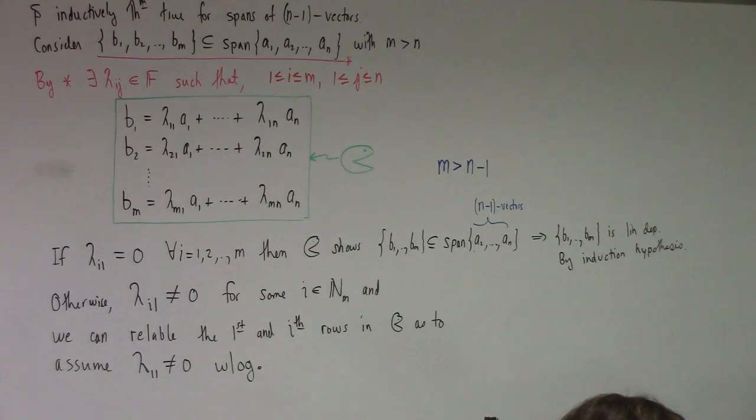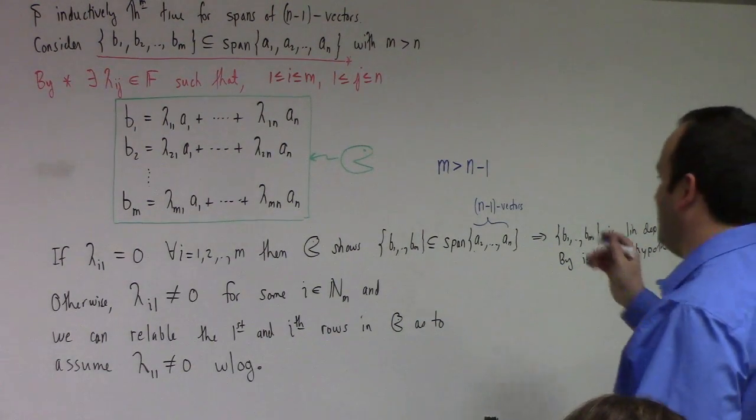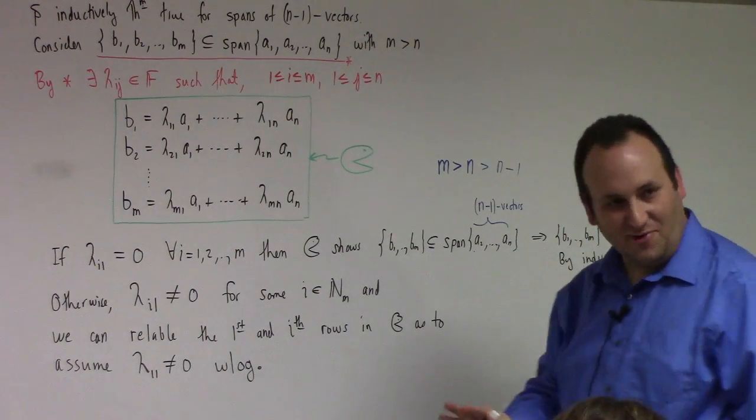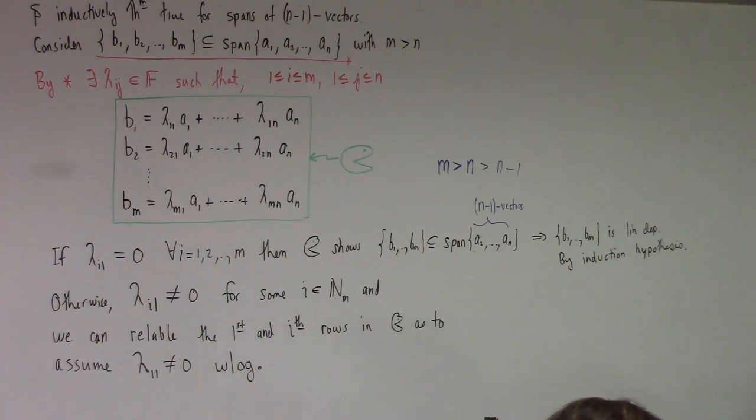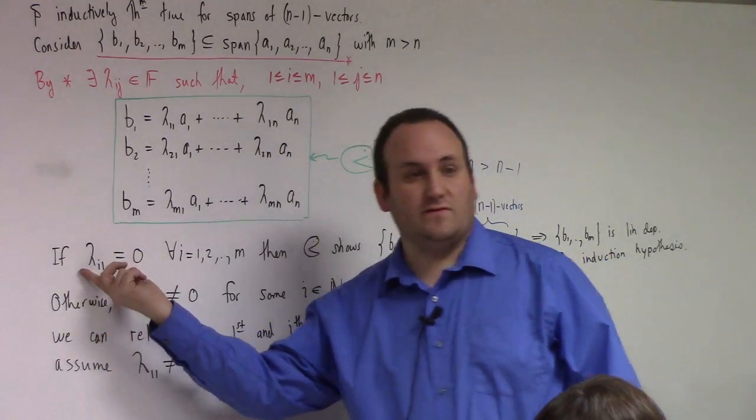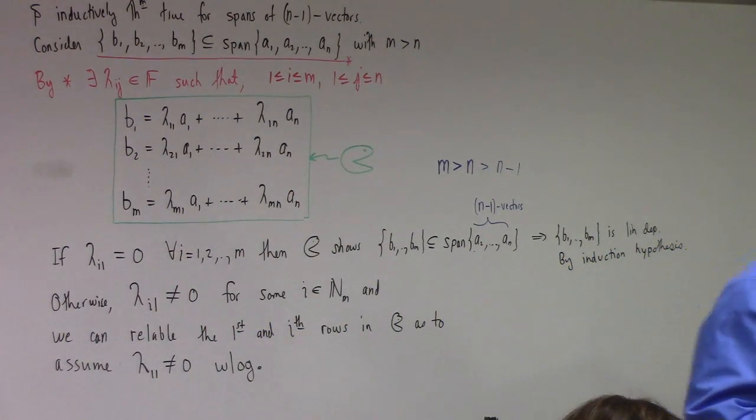But the fact that m is greater than n also gives us this. So we're okay, not a problem. If m is greater than n, m is certainly greater than n minus 1 as well. So we can apply the induction hypothesis, and we get that b1 through bm is a linearly dependent set in the case that all of these are 0. All right?